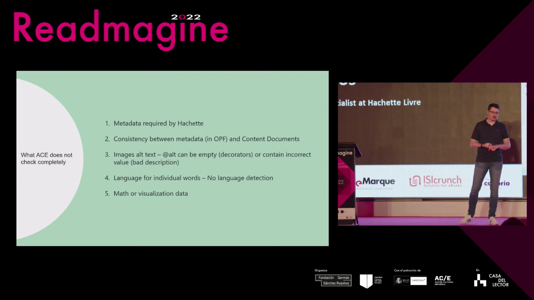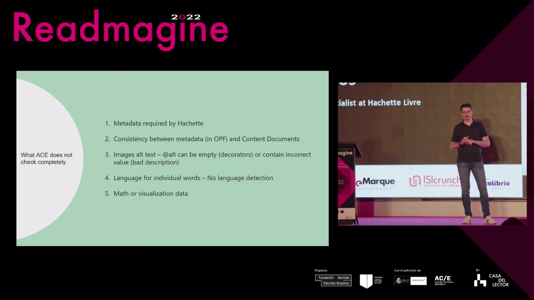Using ACE, we can check all the consistency between metadata, accessibility metadata in OPF, and content documents. So if you put accessibility metadata inside the OPF file, ACE doesn't check if it's the reality in content documents. So that's one problem, and we want to check that using our different tools.